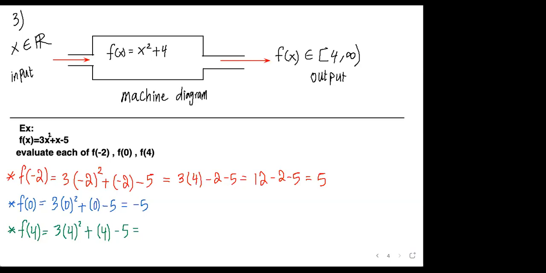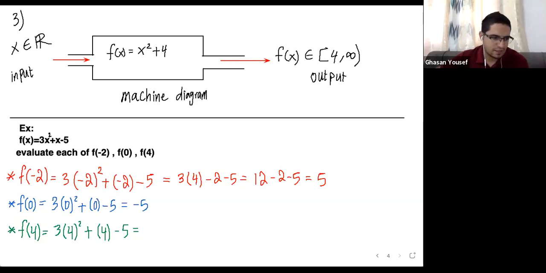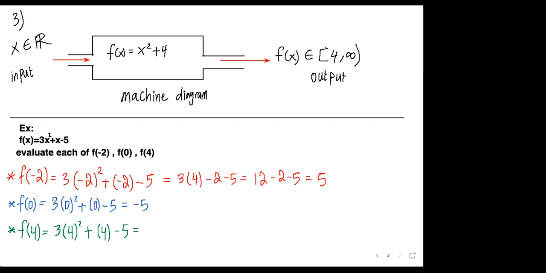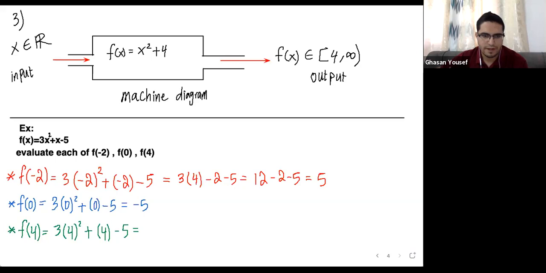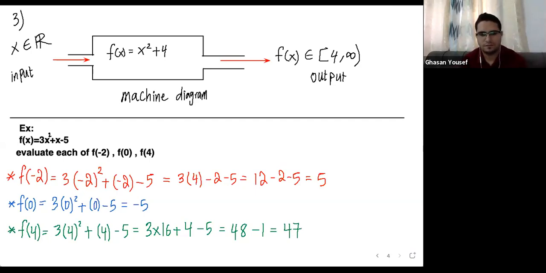Let's check. 4 squared is 16. 16 times 3 is 48. 16 times 3 plus 4 minus 5. 4 minus 5 is minus 1, and here I get 48. 48 minus 1, I get 47. This is correct, Eric. This is correct also, Shob.